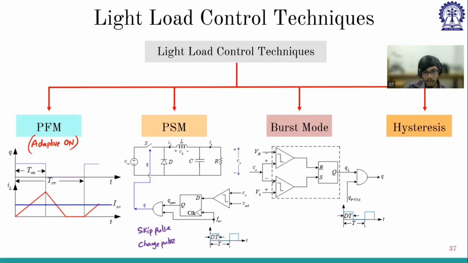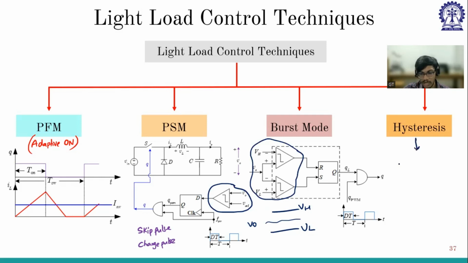But in the case of burst mode, it has a hysteresis. So V0 has a hysteresis. V0 will be here, and V0 has an upper limit VH and a lower limit VL. So whenever it hits the upper limit, it will give a reset, and whenever it hits the bottom, it will generate a set pulse. So accordingly, the gate pulse will change. So here we have only one comparator. Here we have two comparators, the upper limit and the lower limit.